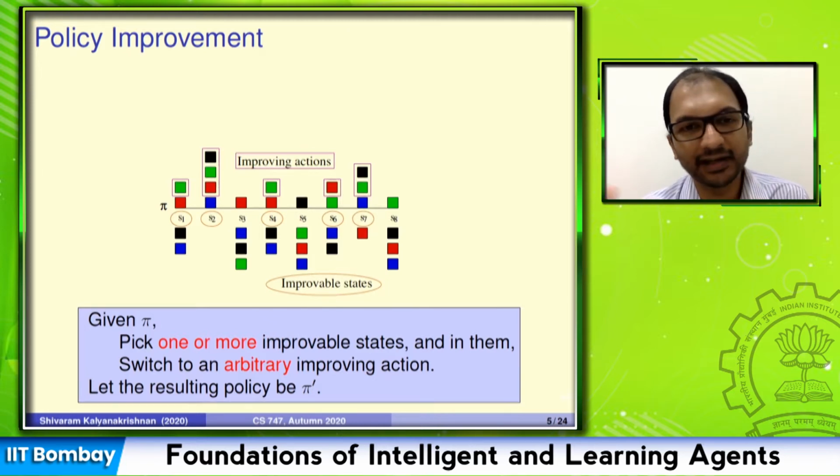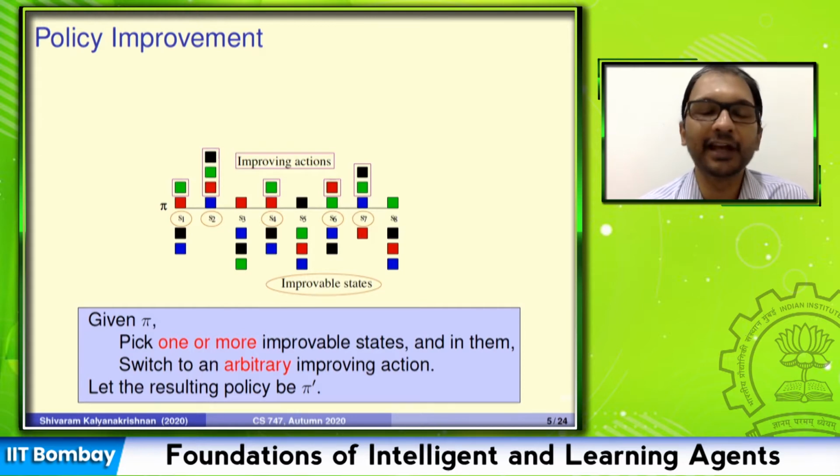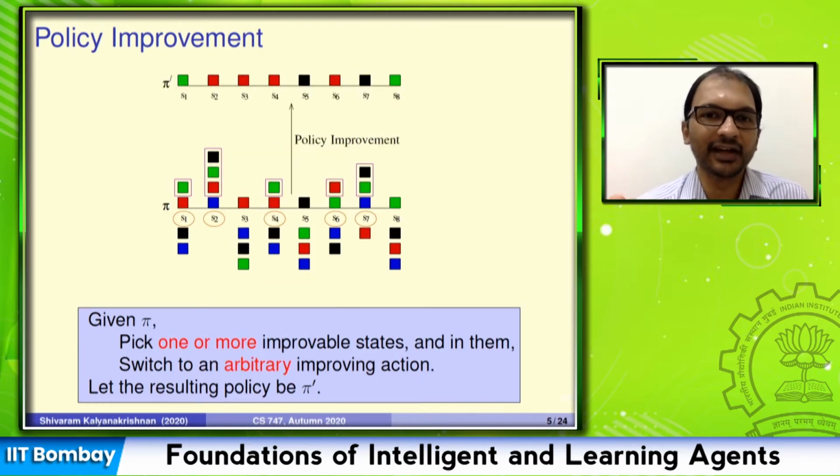And again we might have choice. So S2, for example, has 3 improving actions. If we are picking S2 to switch, we can switch to either red, green, or black. If we do this, let's call the resulting policy pi prime. So here is one way of going from pi to pi prime. Indeed we have picked S1 and switched from red to green. In S2 we have switched from blue to red. You can see it's red over here.